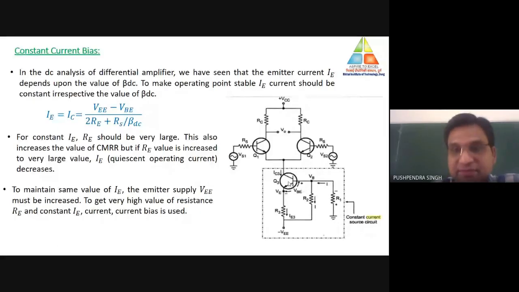This constant current source. Here, as transistor number 1 and transistor number 2 are identical, similarly transistor number 3 is also identical to transistor number 1 and transistor number 2. That means the characteristics of these 3 transistors are the same. So what is the value of this IC3?